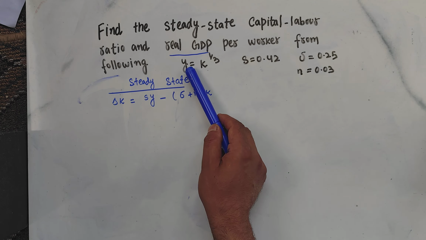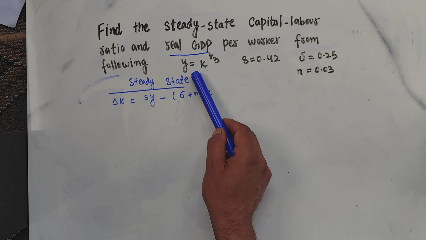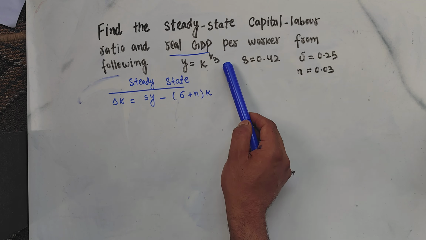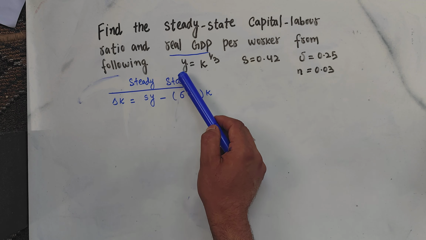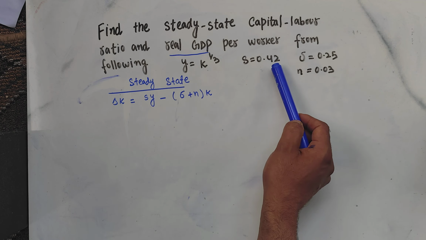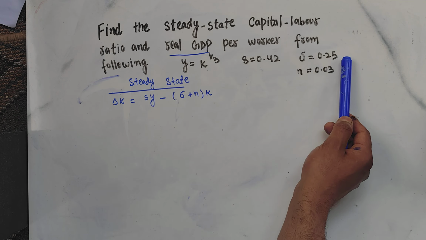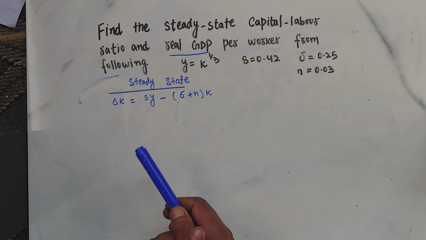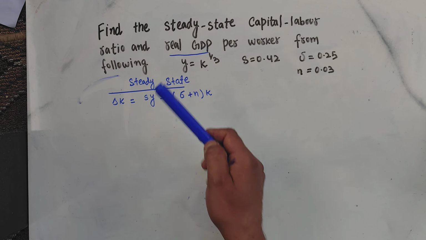Here y denotes output per worker, which is equal to the capital labor ratio raised to the power 1/3. That is our production function in intensive form. So the savings rate is 42%, depreciation of capital is 25%, and the population growth rate is 3%. We need to find the steady state capital labor ratio.